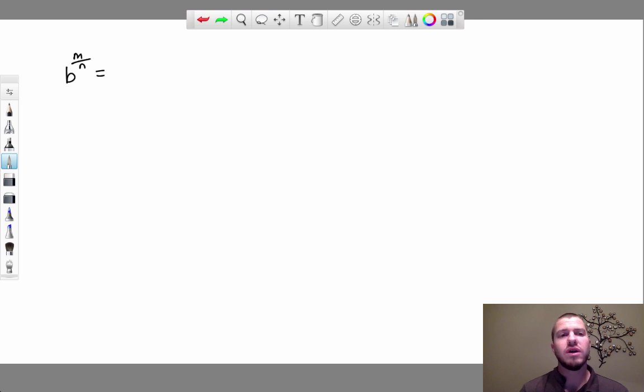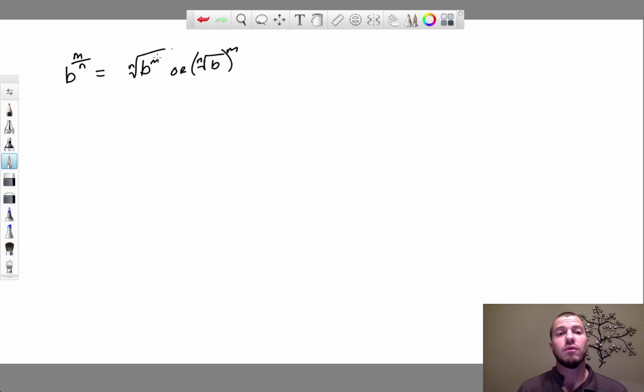So the next rule is when the numerator is not just a 1. When it's just a 1, it's pretty easy, just like the ones we did, it just becomes the radical. When it's not a 1 and you have a numerator on that fraction, that becomes the exponent. So it looks like this.